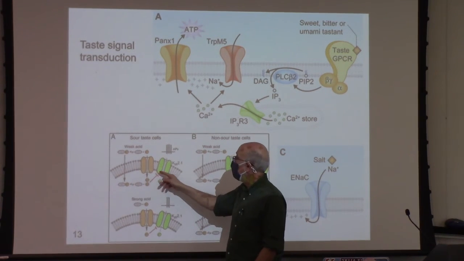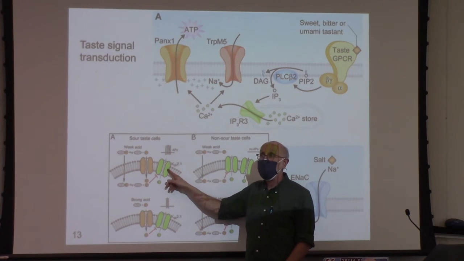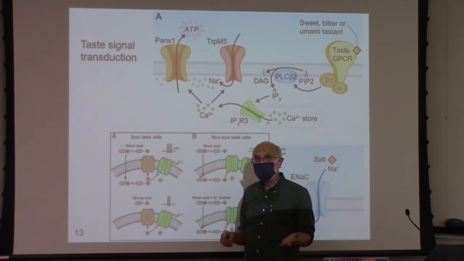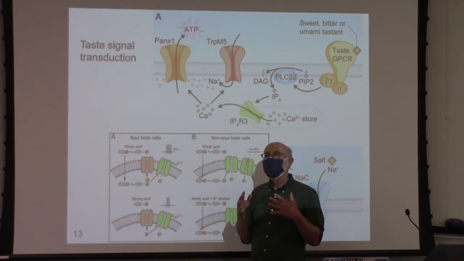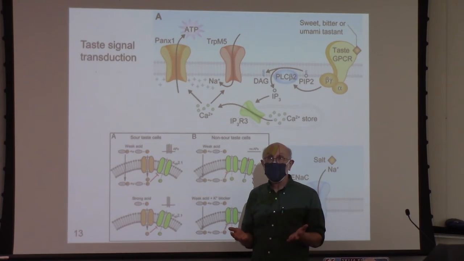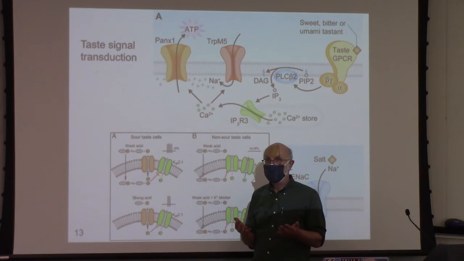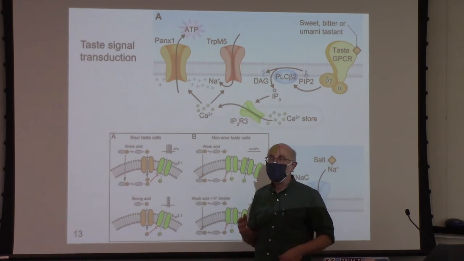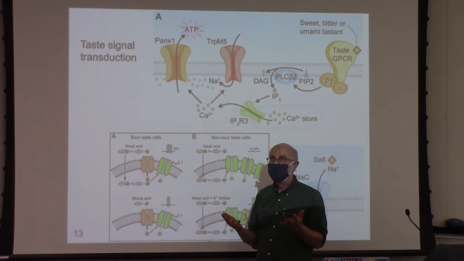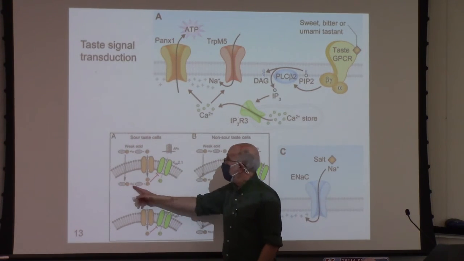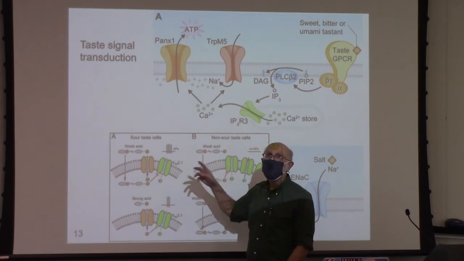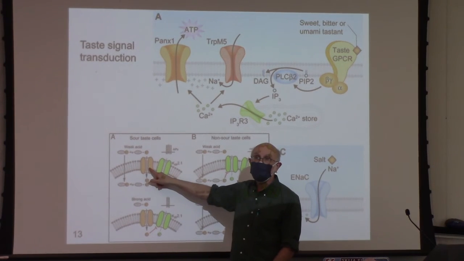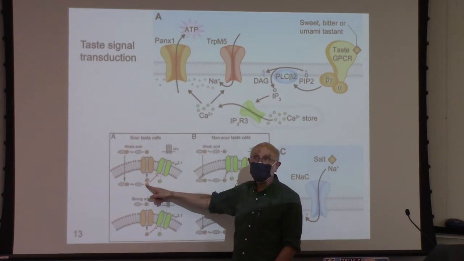And the proton blocks a potassium channel. Blocking of potassium channel, decreased potassium efflux, depolarization due to decreased potassium efflux, voltage-gated calcium channels, calcium influx, neurotransmitter release. So acid gets in and blocks a potassium channel. In addition, acid as a proton can go through proton-selective channels. And this is depolarization as well.